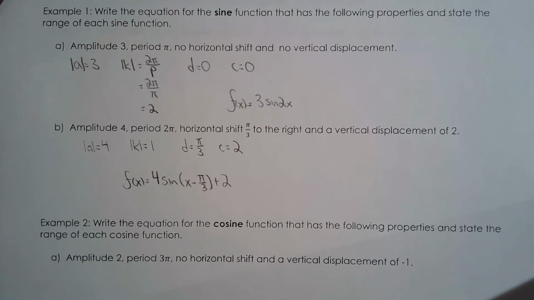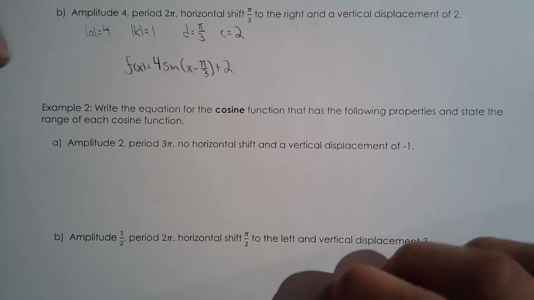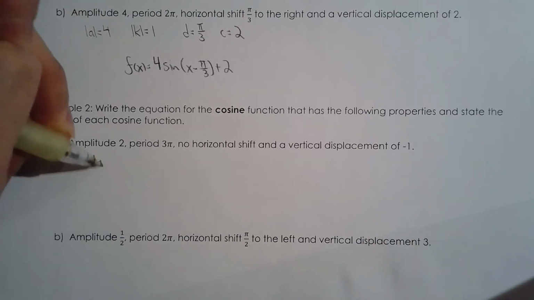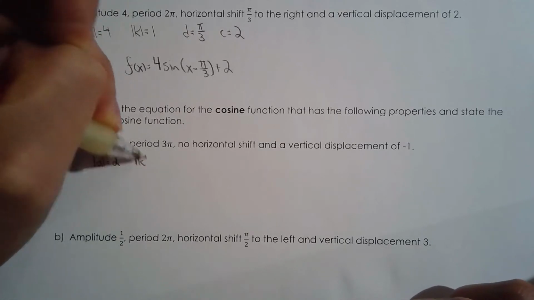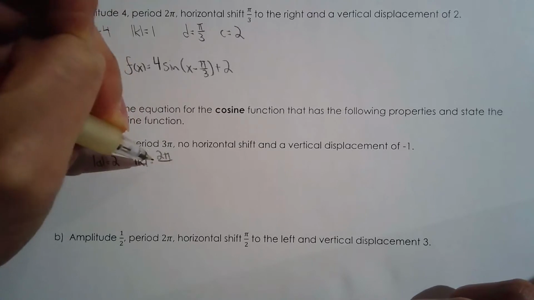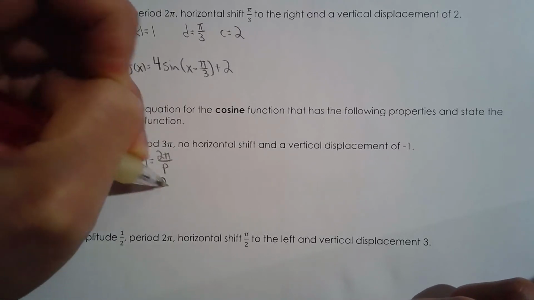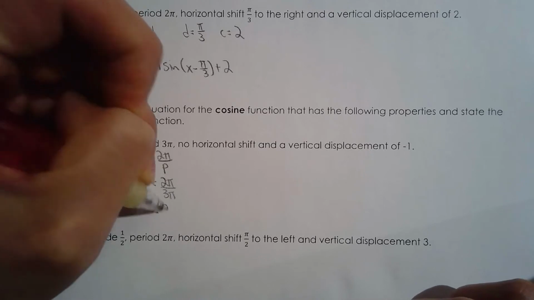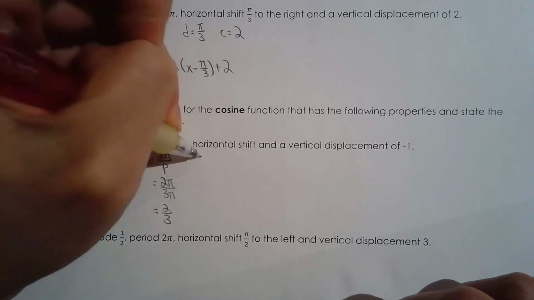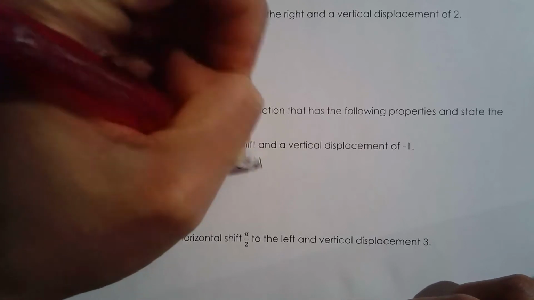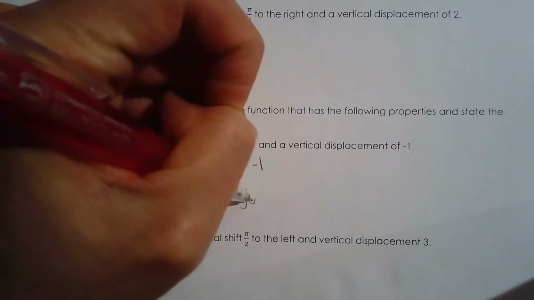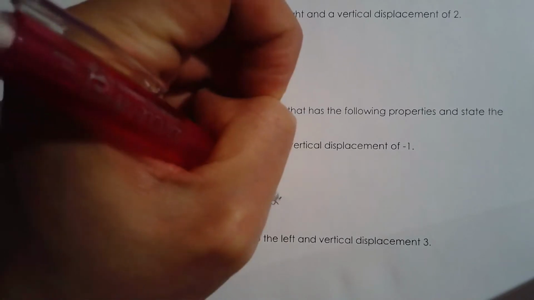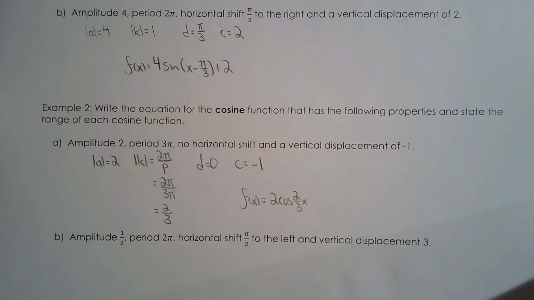Okay, so far so good. So now we're going to do the exact same thing, but instead for cosine. So the magnitude of A is 2. Ooh, the period is 3 pi. So the magnitude of K is 2 pi over the period. So it's 2 pi over 3 pi. So the magnitude of K is 2/3. No horizontal shift. The vertical displacement is 1 unit down. So C is -1. So f of x equals 2 cos of 2/3 x minus 1.